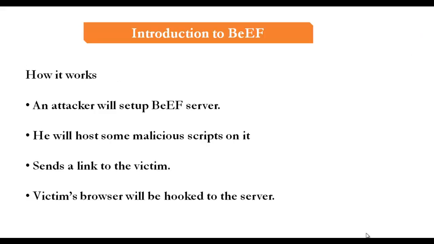Now let us try to understand how Beef works. An attacker first sets up a Beef server, and then hosts some malicious scripts on the Beef server. Upon hosting these malicious scripts, the attacker tries to send a link to the victim. The victim clicks on this link, and automatically the victim's browser is hooked to the server. And this is how Beef works. Let's quickly see a demonstration of how we can attack browsers with Beef. Before that, let us understand how to configure Beef.